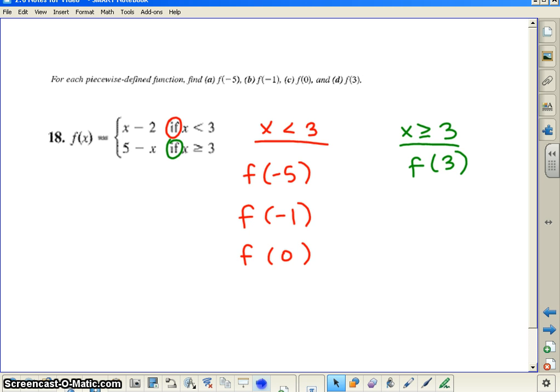So I'm going to evaluate the function at f of negative 5. That means I'm going to take negative 5 and substitute it for x. Negative 5 minus 2 is negative 7. Then now I'm going to do f of negative 1. Negative 1 minus 2 is negative 3. And 0 minus 2 is negative 2. For the other function, I'm going to substitute x there. So f of 3 means 5 minus 3, which is 2.